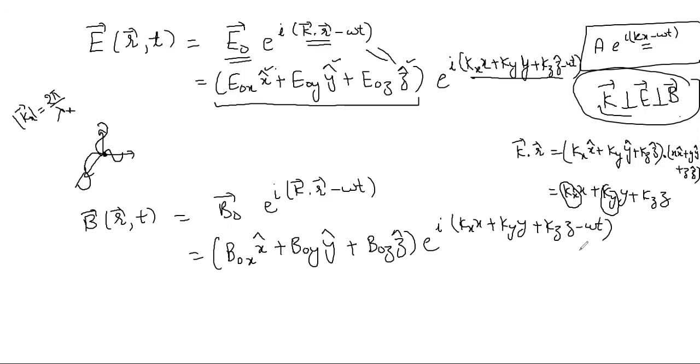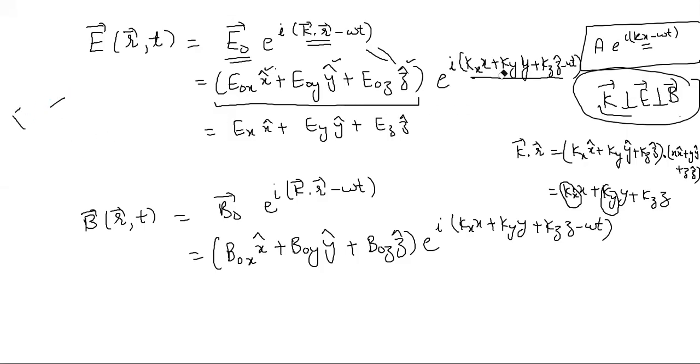Now for simplicity, many times what is done is that this is further written as Ex x unit vector plus Ey y unit vector plus Ez z unit vector, where I'm saying that we get rid of these terms here.